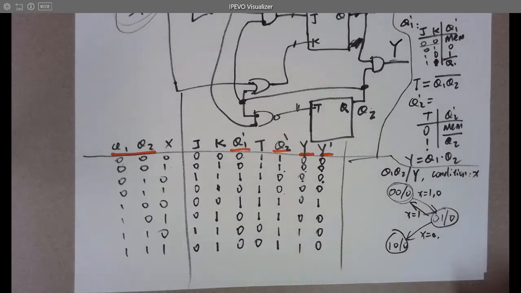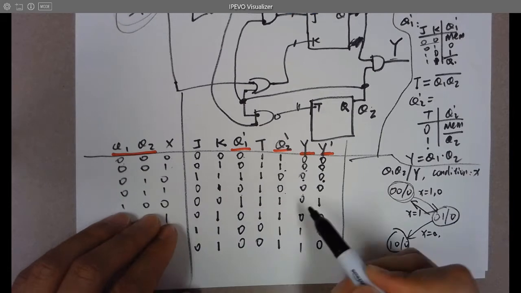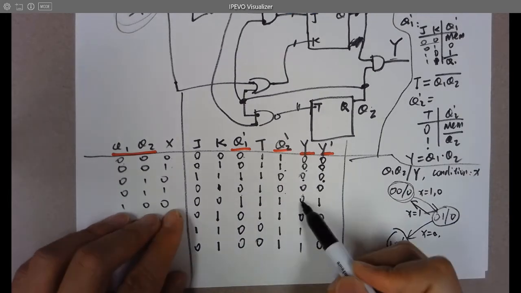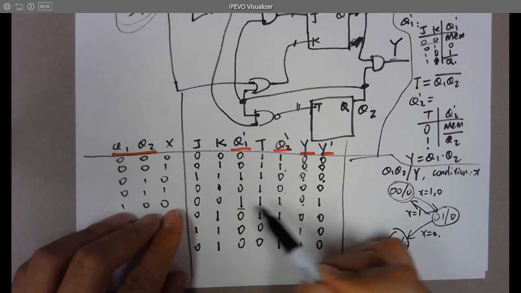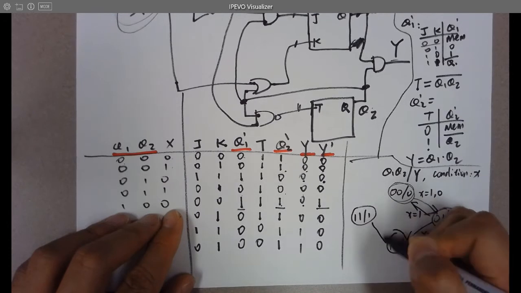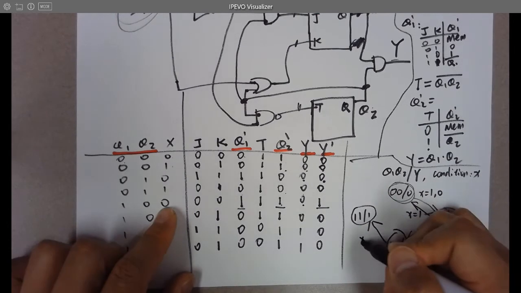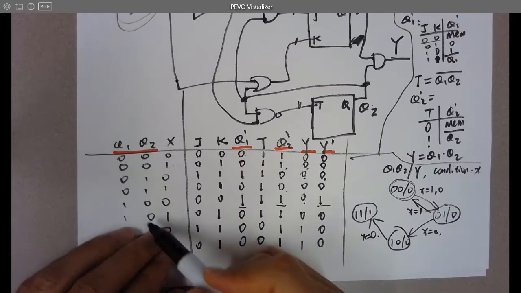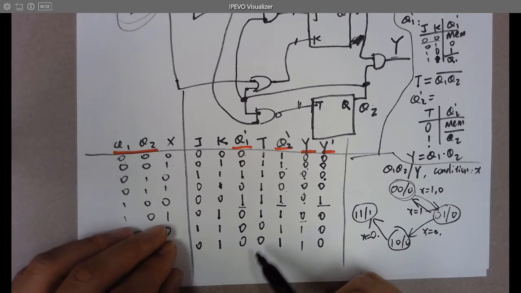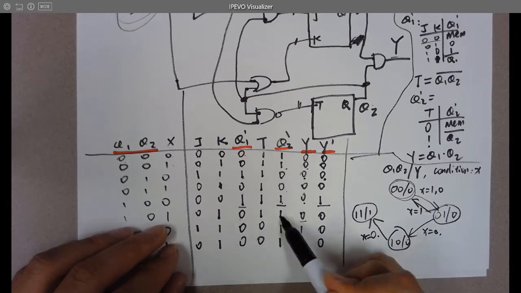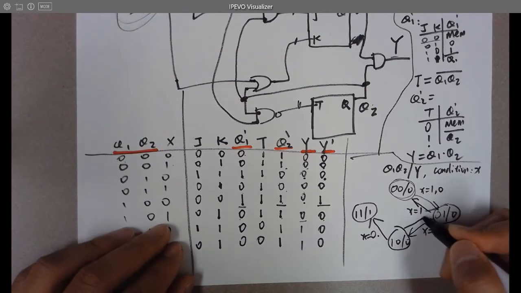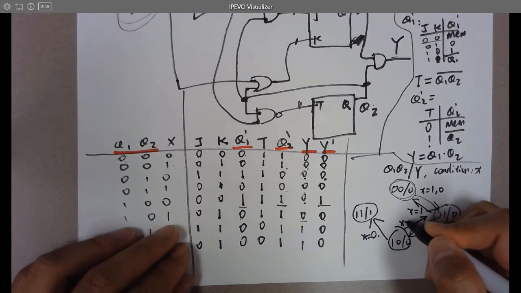Looks right. And the fourth one, 1,0,0. 1,0,0 jumps to 1,1,1. We need the 1,1,1 when X is what? 0. And we have 1,0,0 jumps to 0,1,0. We have 0,1,0. Just go back when X is 1.